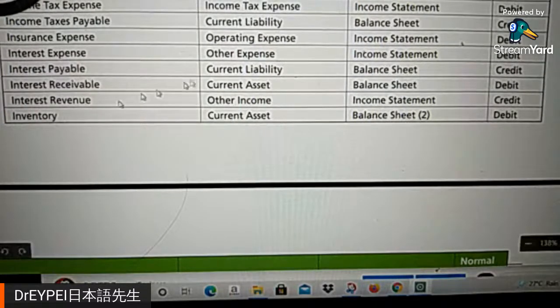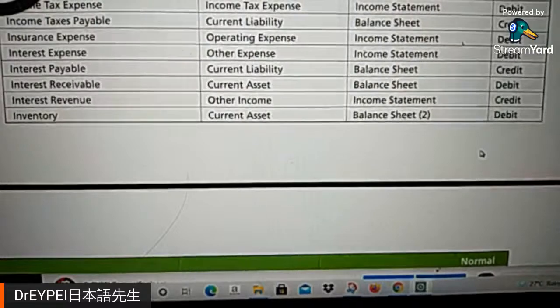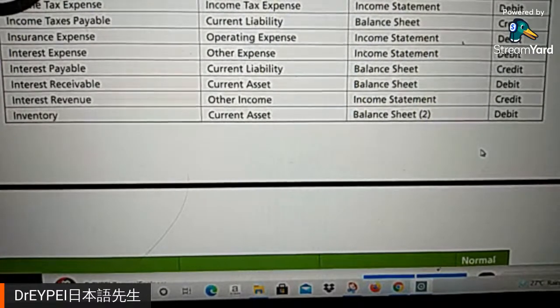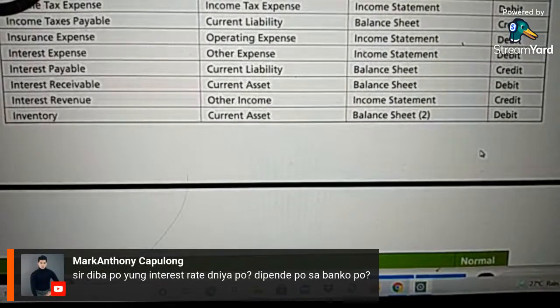Okay. So, gastos daw. Yung expenses is gastos. So, that is correct. So, gastos nga yan. May nagtanong. Okay, may nagtanong. Mark Kapulong: Sir, di po ba yung interest rate niya po, depende po sa bangko?